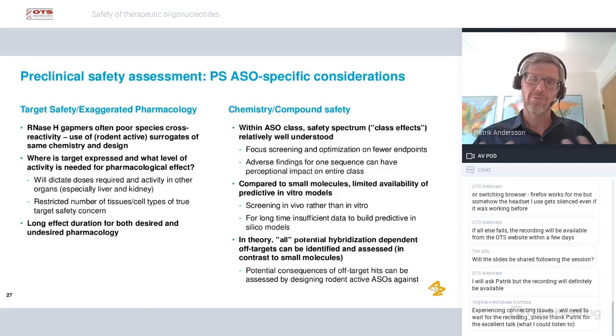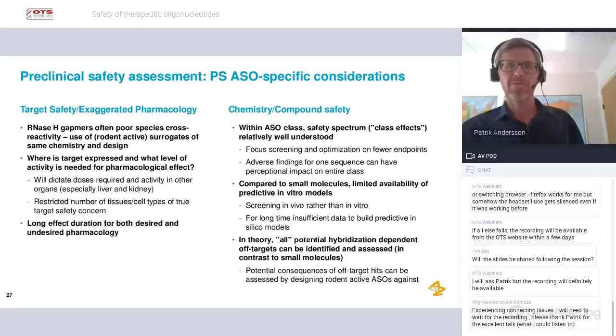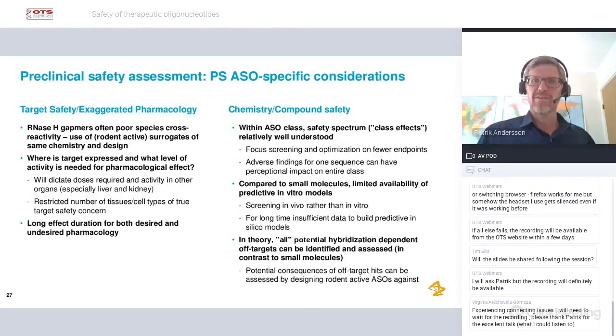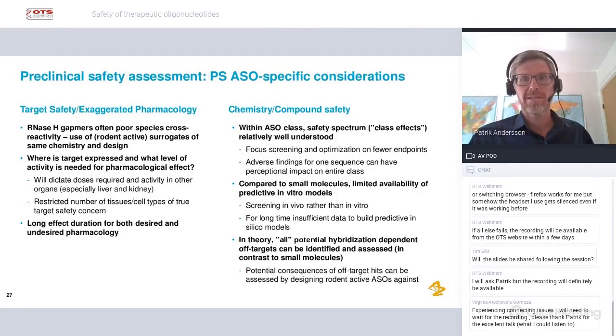So it means that you know what to look for, which means that you can have a relatively streamlined, I shouldn't say easy, but streamlined screening cascade and focus your screening on fewer endpoints than you may need to do for small molecules. It's also part of the platform that adverse findings for one sequence can have a perceptional impact on the entire class. Like if something goes wrong with a gapmer ASO or an siRNA, some investors may think, well, hey, there may be something wrong with the entire class. And that is most often not the case, since the sequence is quite important here in most cases.